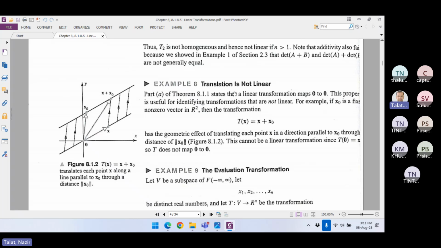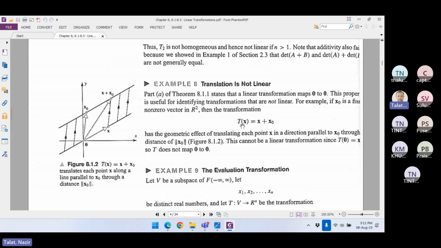Normally, not all linear equations are linear transformations. Only those which pass through the origin are linear transformations. For example, if we take T(x) = x + x₀, this x₀ makes a problem if it is not equal to 0. Only those lines which pass through the origin are linear transformations.